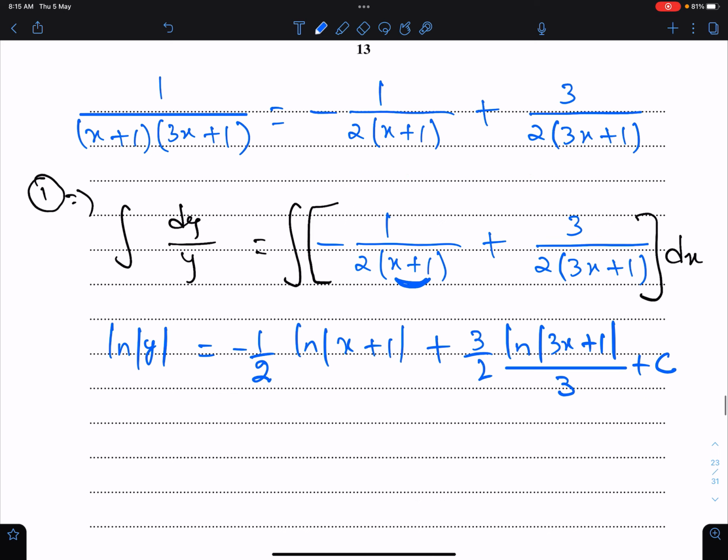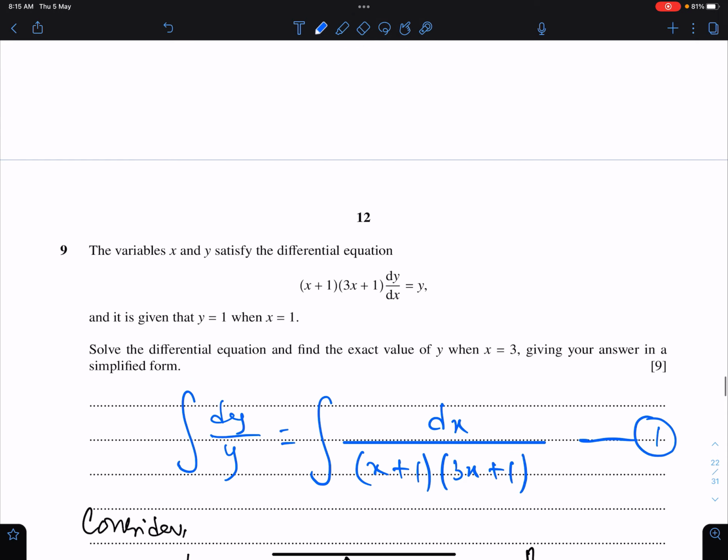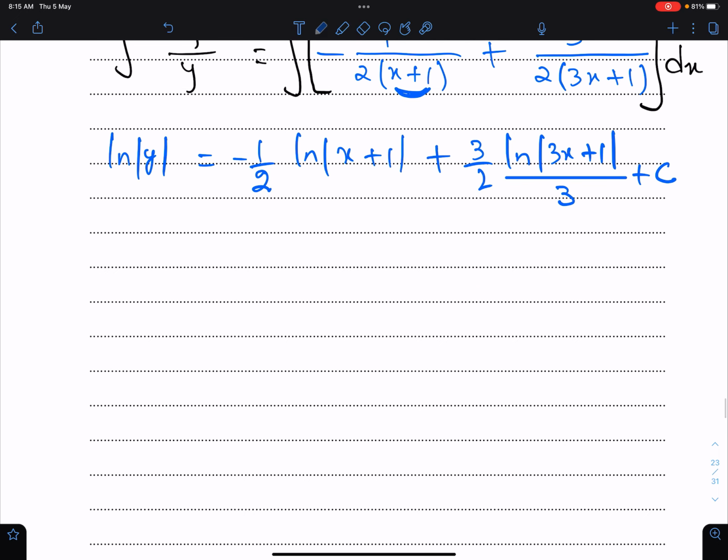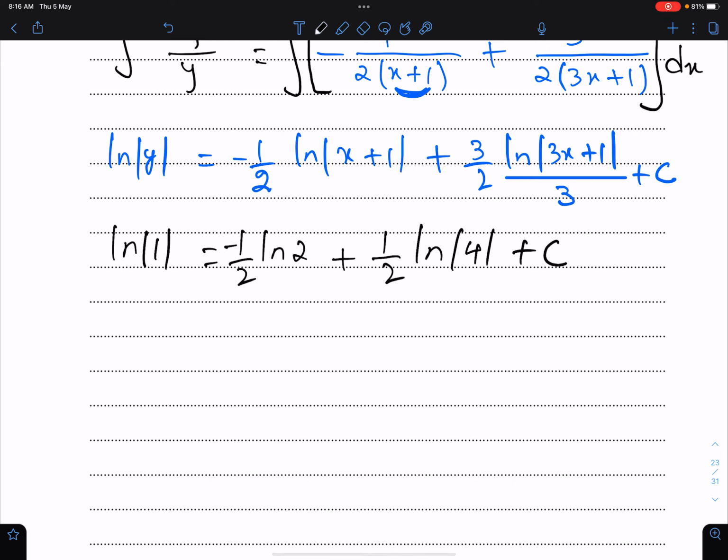Now we have to find the value of c, and we have this condition x1 and y1. So by substituting x1 and y1 into this equation, we have ln1 minus half ln2 and ln4. ln1 is 0, so we have minus half ln2.